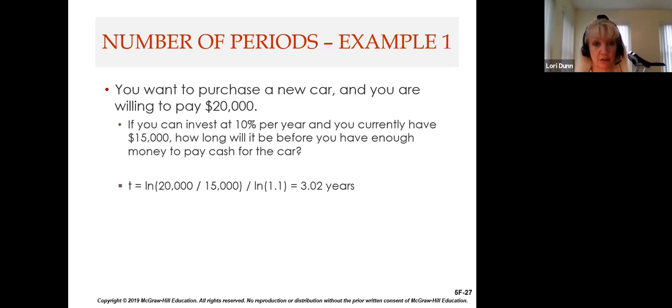Then I'm going to find the log of 1 plus the interest rate, which is 10% or 0.1. So log 1.1, and that result, 0.041393. I'm rounding, or you could use the entire number. So now you're going to take the 0.124939 numerator, the log of the 20,000 divided by 15,000, and divide it by the log of 1.1, which was 0.041393. And that gives you 3.02 years.